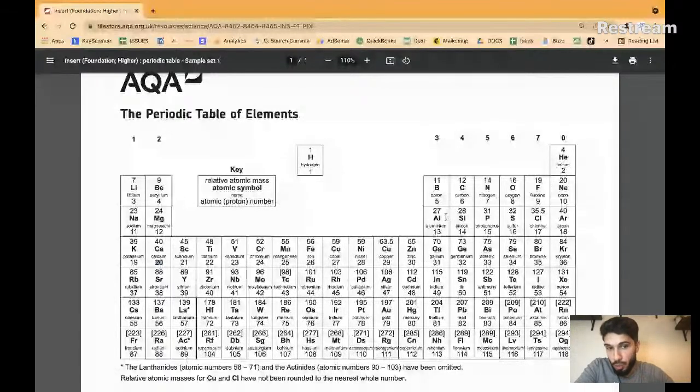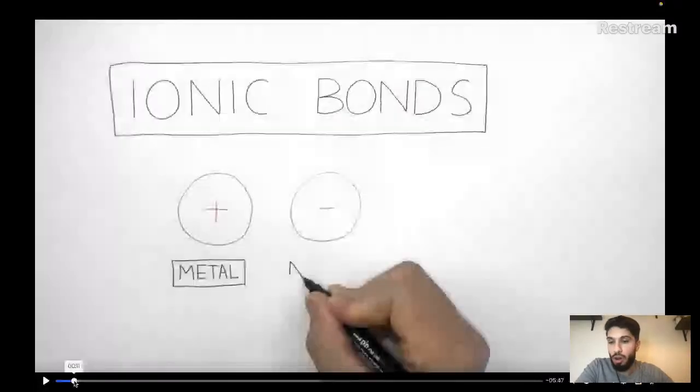Covalent bonding happens just with non-metals, and ionic bonding happens with metals reacting with non-metals. So it's important to be able to look at the chemical formula of a substance and know straight away what type of bonding that substance has. So let's go on to what are covalent bonds.